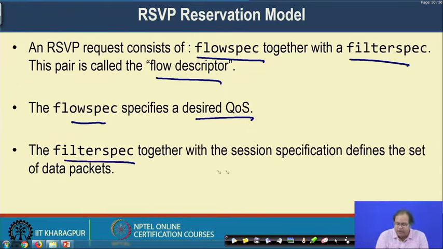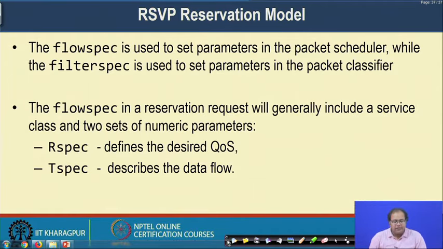And the filter spec together with the session specification defines the set of data packets. The filter spec talks about what type of queuing mechanism you want to implement on your packet, whether you want to go for priority queuing or custom queuing or weighted fair queuing or whatever other queuing mechanisms that we have to provide internet quality of service. So, this flow spec is used to set the parameters in the packet scheduler, whereas the filter spec is used to set the parameters in the packet classifier.